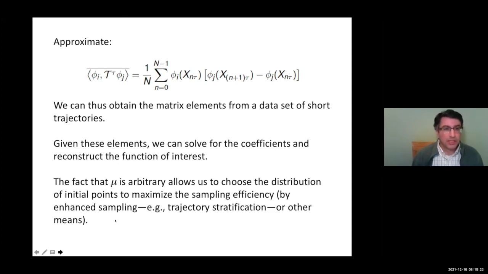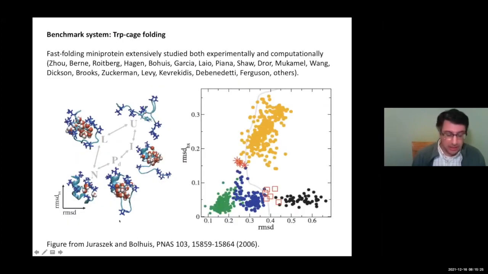Okay. So I'm going to show you results for two systems. The first is really to validate the method, and then the second will be an application. So the first system is the well-studied Trp-cage mini protein. This is a 20 residue designed sequence that's been studied by quite a few groups, both experimentally and computationally.